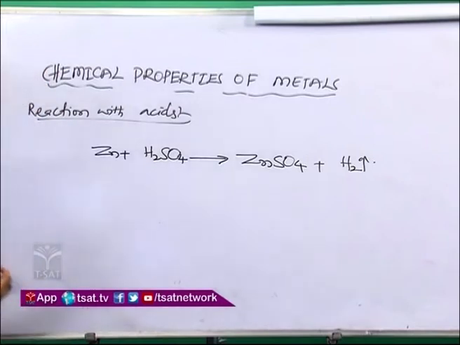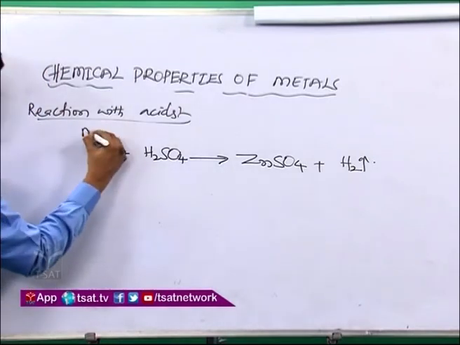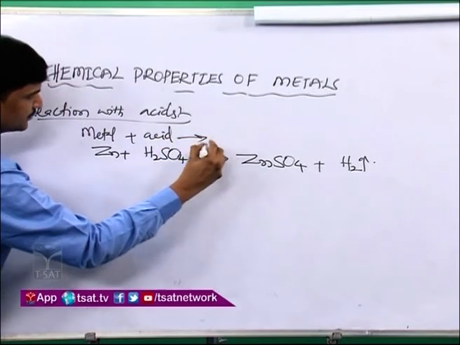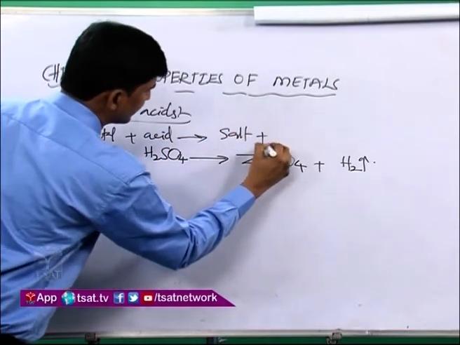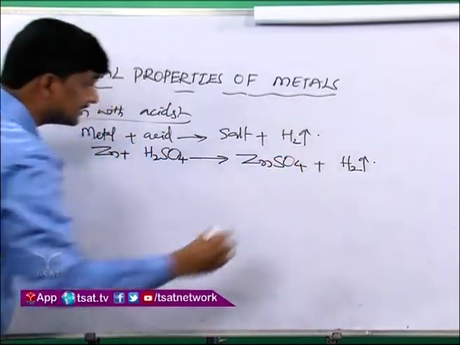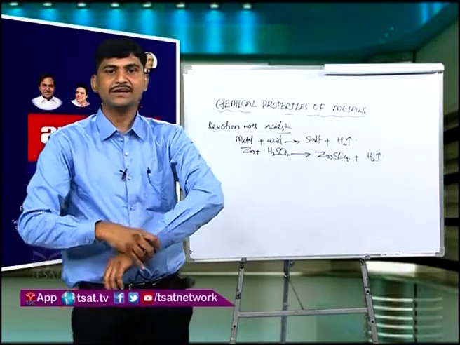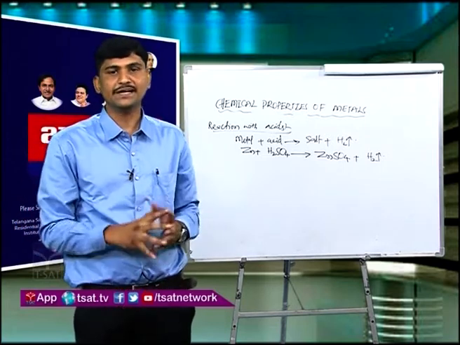In this way, children, whenever a metal reacts with an acid, it gives salt and hydrogen gas. How to test that the gas is hydrogen? Just bring a burning candle near it, and it will put off with a pop sound.